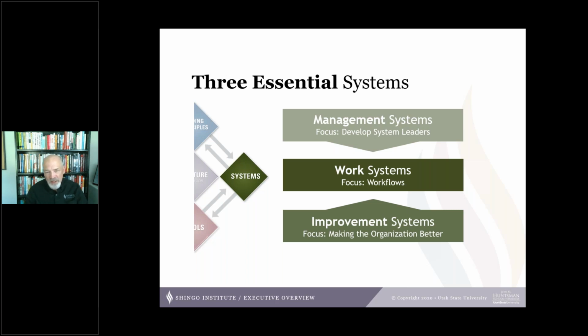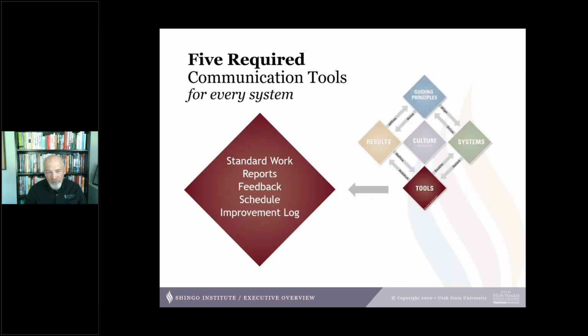So we found that there's at least 3 different kinds of systems in every organization. We found that every system has to have a leader, has to have a clear objective, or to use Deming's term for it, an aim, and then also had to have at least 5 tools in order to work effectively. And what we find as examiners is a lot of the systems that people have are missing one of the essential tools that are part of an effective system.